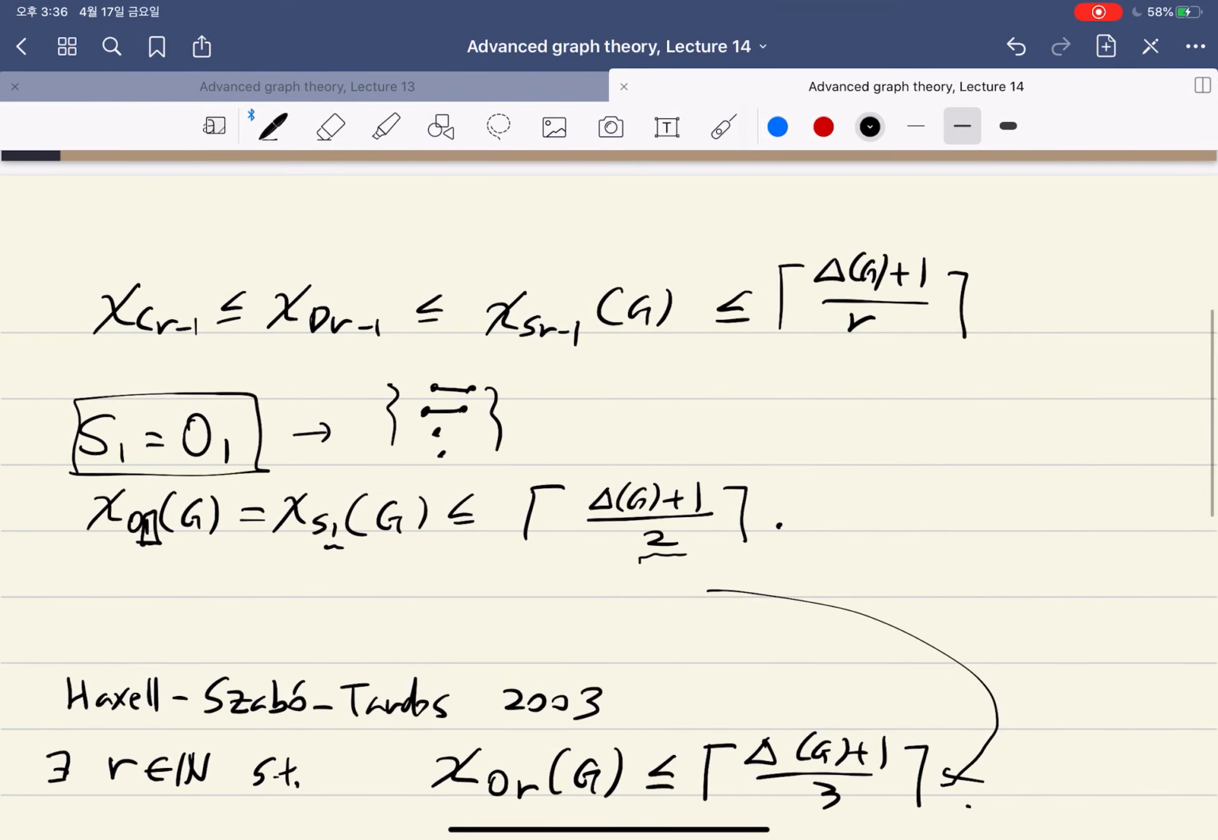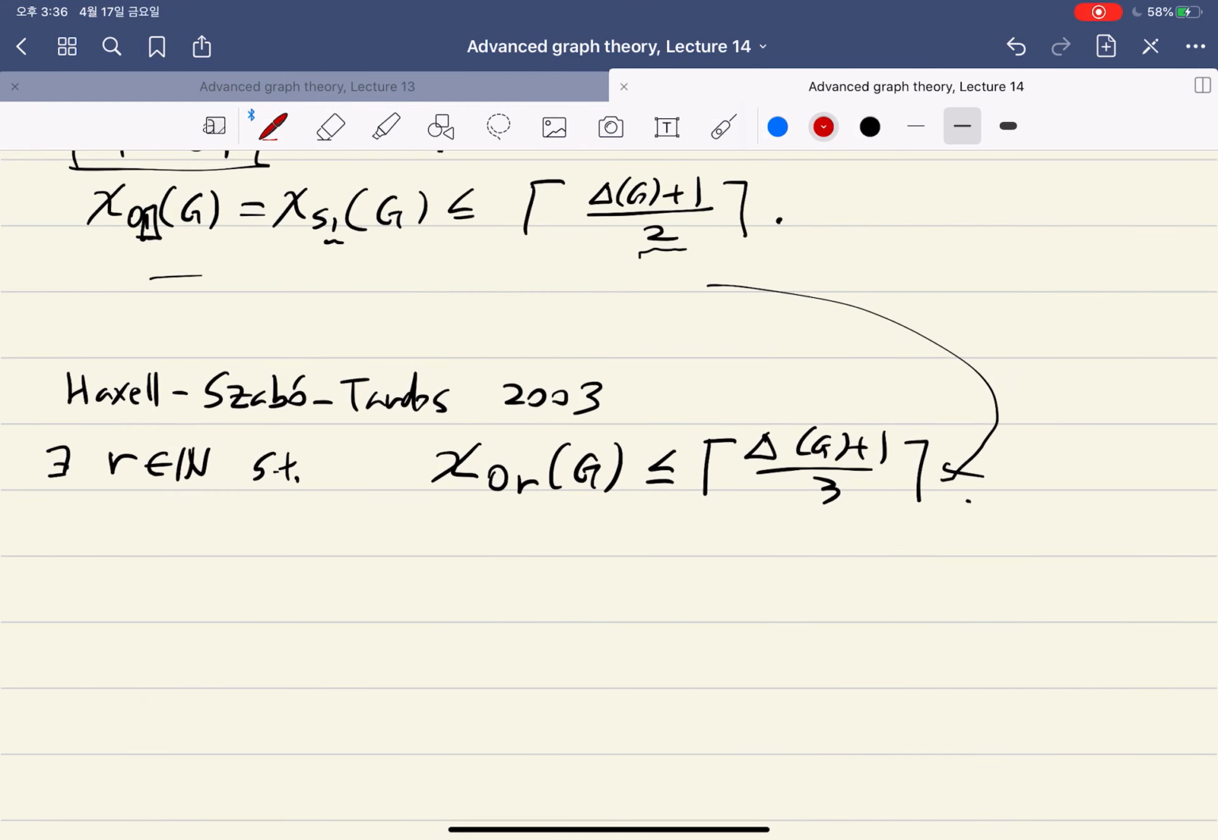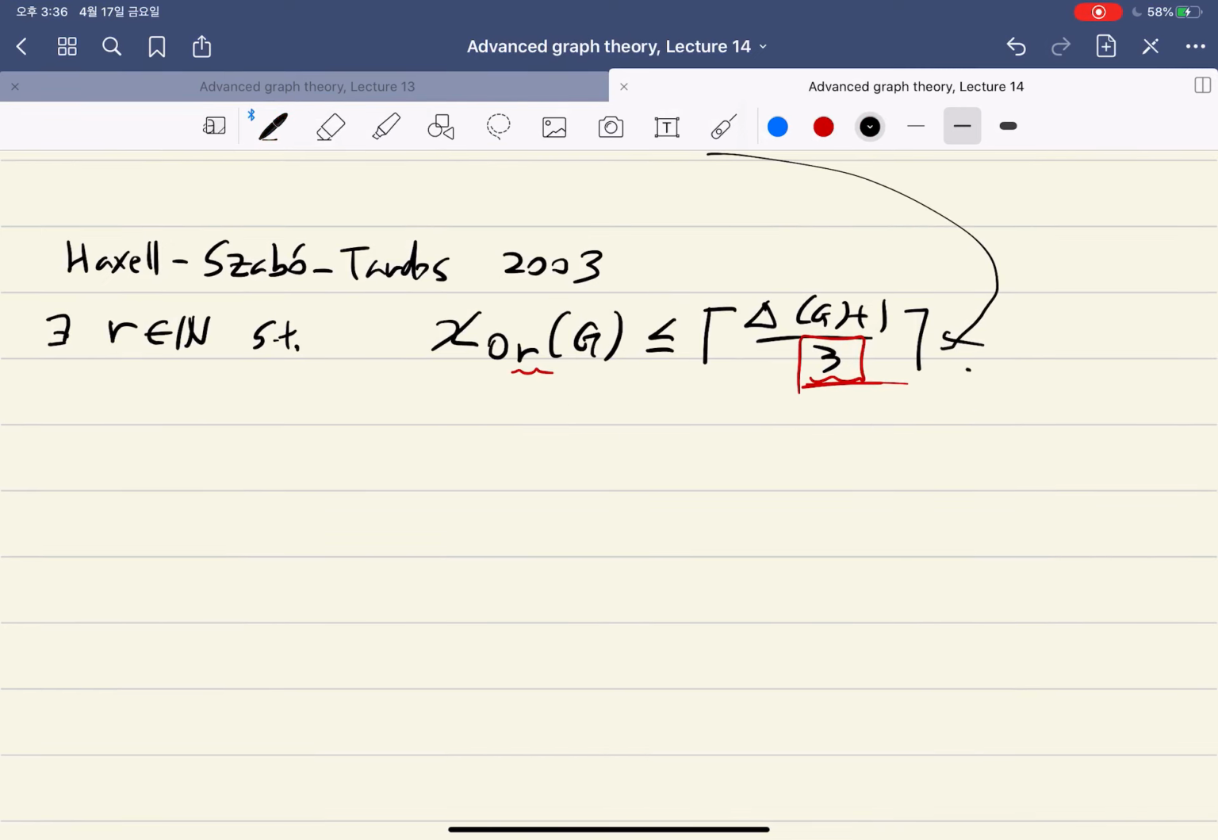You might think that this bound is not strong, because in this inequality, if we increase R, then this number keeps decreasing. However, here, even if we take a large R, we only get 3. So you might think that this might not be a strong bound, but we can actually show that this is not too far from the truth.